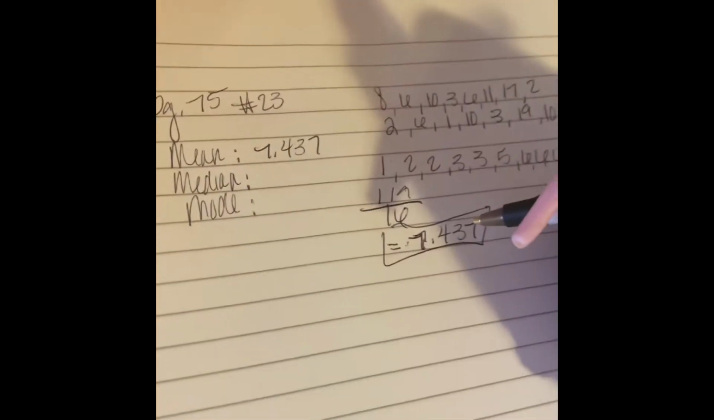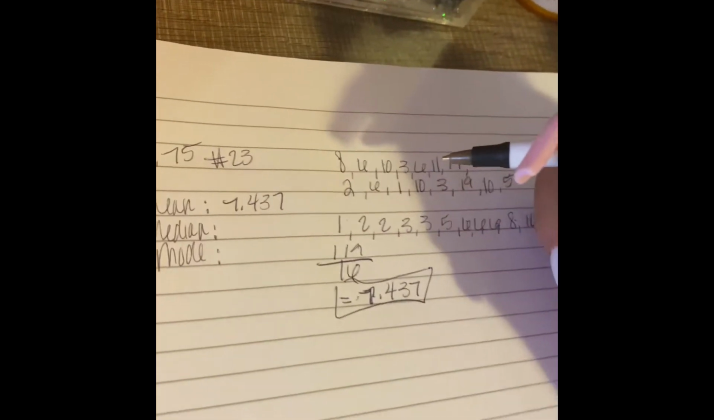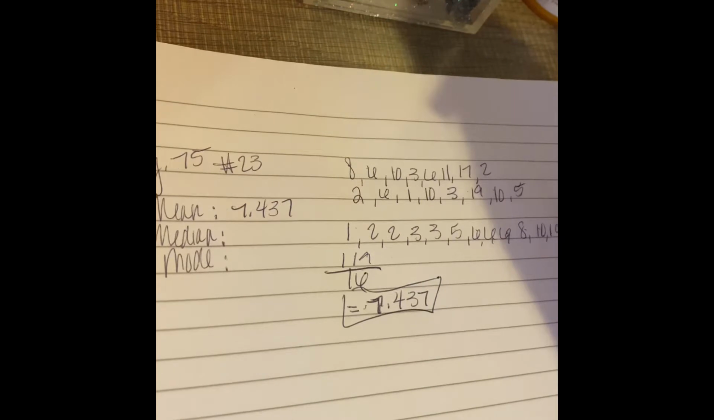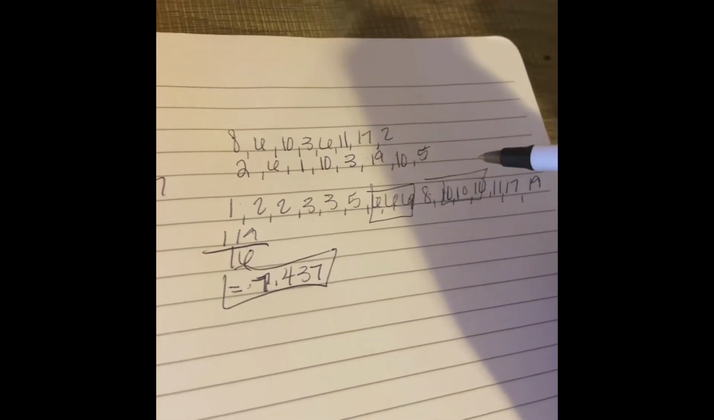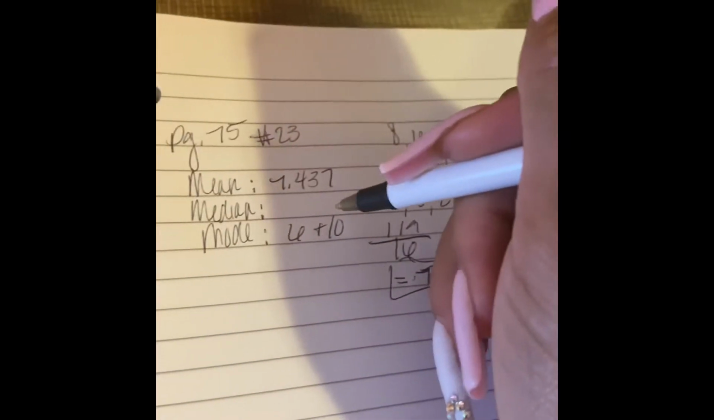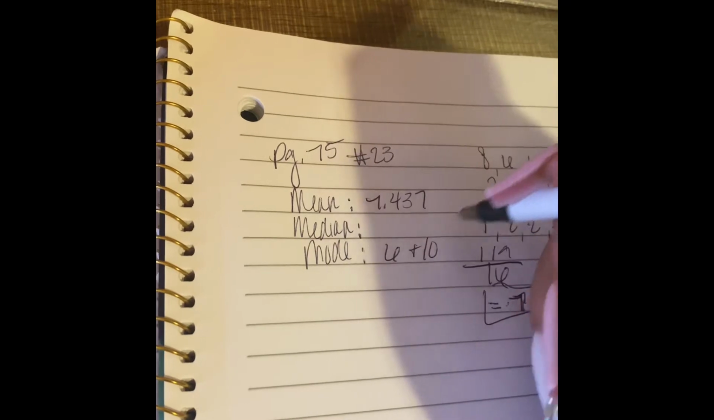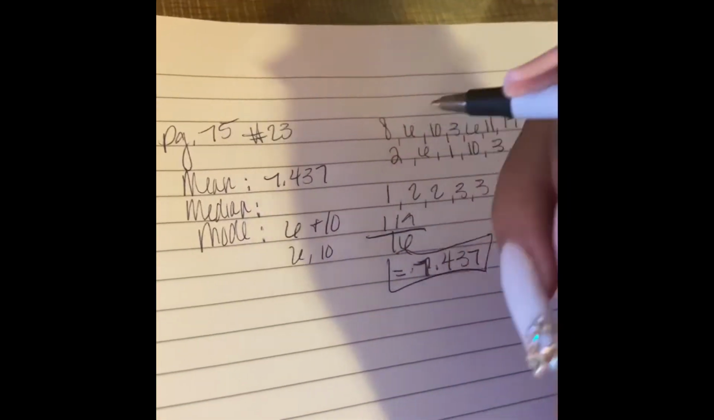The median is, let's do the mode, that's simpler. The mode is the most occurring number, and the most occurring numbers we have are 6 and 10. So it's 6 and 10 for the modes.